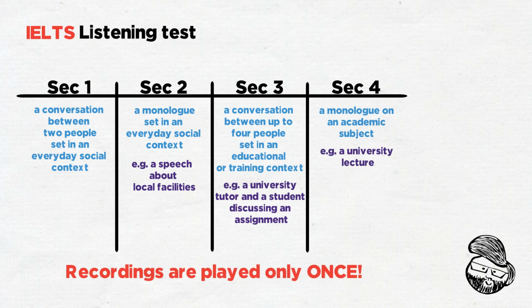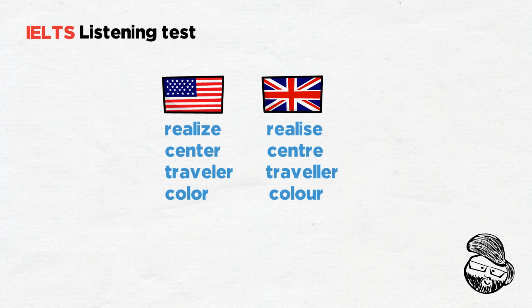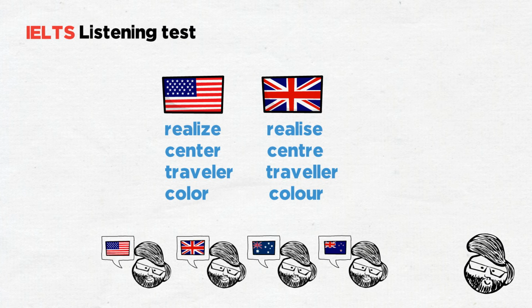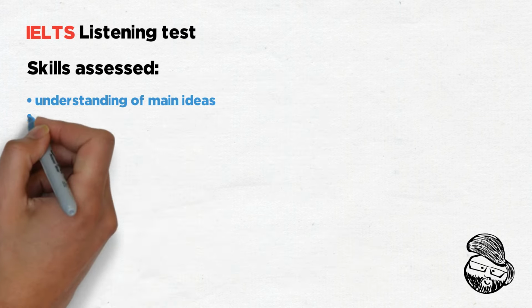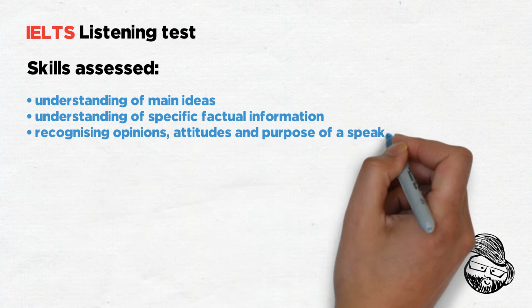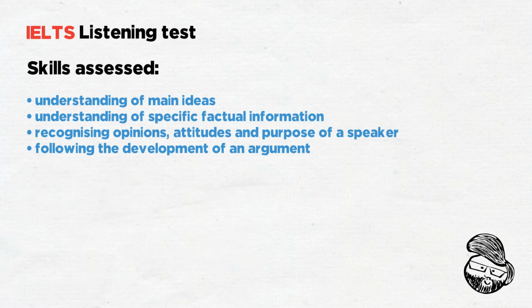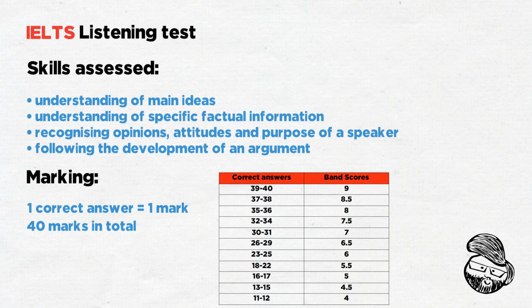Unfortunately, you'll be able to hear each recording only once. Because IELTS is an international test, you'll be allowed to choose between either American or British spelling. And you'll be able to hear a lot of different native speaker accents during your listening tests. A wide range of listening skills will be assessed, including understanding of main ideas, understanding of specific factual information, recognizing opinions, attitudes, and purpose of a speaker, and following the development of an argument. Each correct answer receives 1 mark. Scores out of 40 are converted to the IELTS 9-band scale. Scores are reported in whole and half bands.